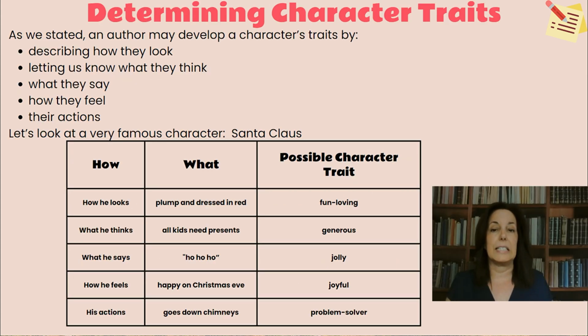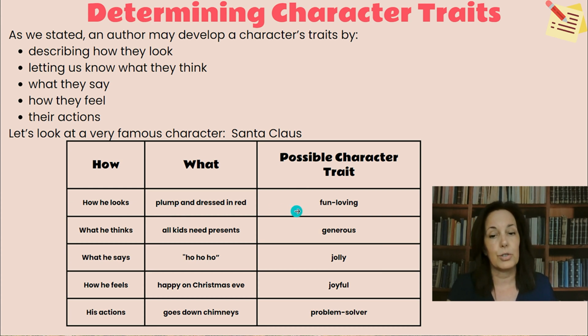Let's talk now about determining character traits. As we stated, an author may develop a character's traits by describing how they look, letting us know what they think, what they say, how they feel, and their actions. Let's look at a very famous character that everybody knows, I think. Everybody knows Santa Claus, right? So, how he looks. How does he look?